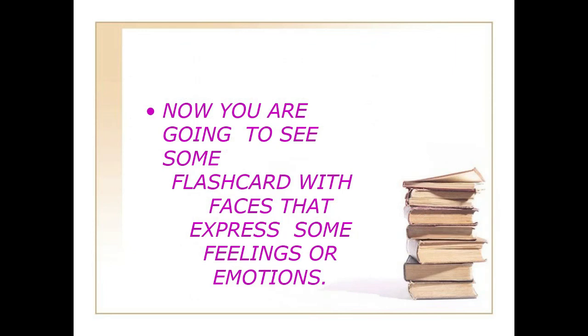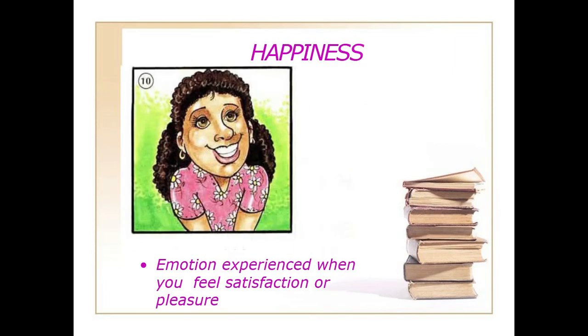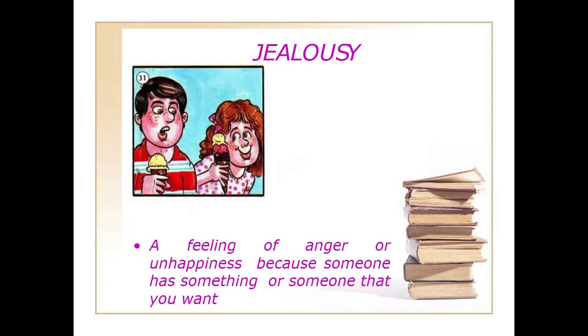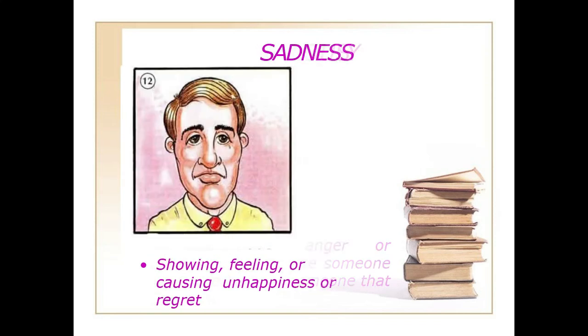Now you're going to see some flashcards with faces that express some feelings or emotions. For example, in the stories, usually the story is more on happiness. So when you say happiness, this is the emotion experienced when you feel satisfaction or pleasure. Next one, jealousy. Jealousy is a feeling of anger or unhappiness because someone has something that you want. It can be sadness, showing feeling or causing unhappiness or regret.